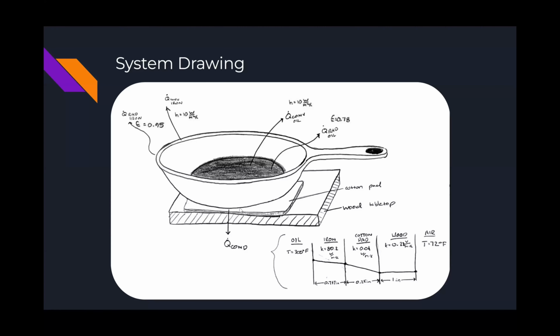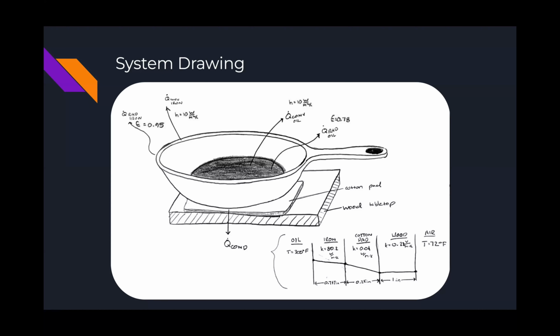So here's Q dot conduction along with the Q dot convection and radiation of both the oil and the cast iron pan, along with the emissivity of oil, which is 0.78, and the pan, which is 0.95, which changes the Q dot radiation of each. Our first form of heat transfer is the conduction within the system. In this case, the heat from the oil is transferred to the cast iron pan, then to the cotton placemat, and finally through the 1-inch thick wooden table.